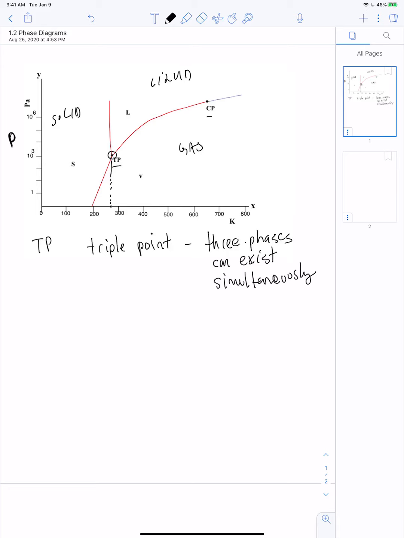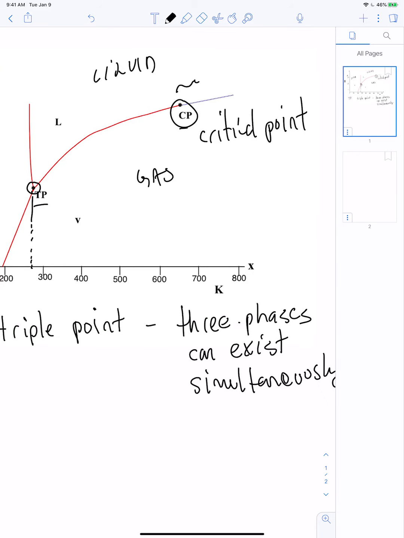The other point that we see on here is C sub P, or CP, not to be confused with the heat capacity. What is CP? CP is the critical point. We're not super worried about this, but once you get above it, past this dotted line, the way we define phases doesn't really make as much sense. It's somewhere in between a gas and a liquid.